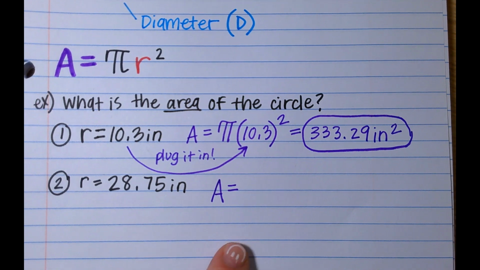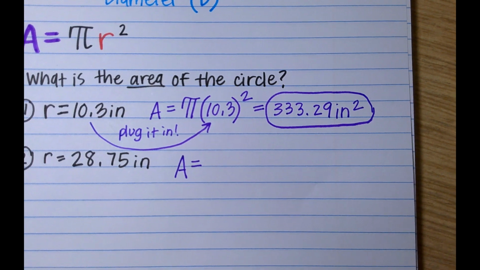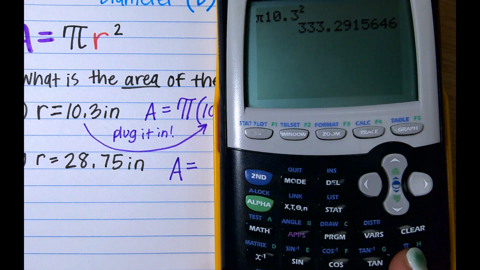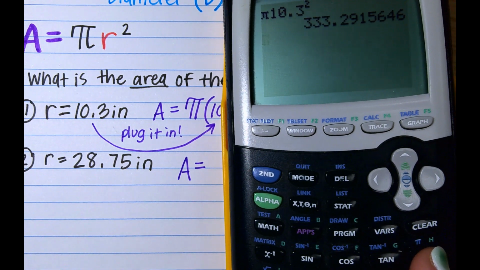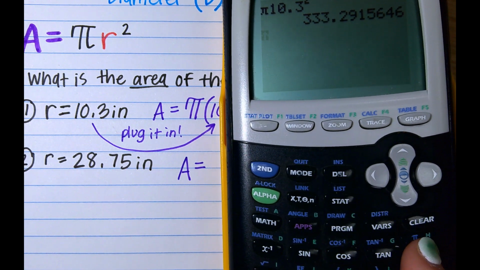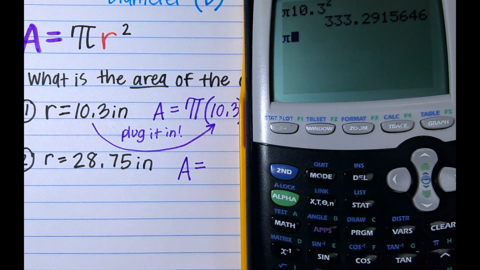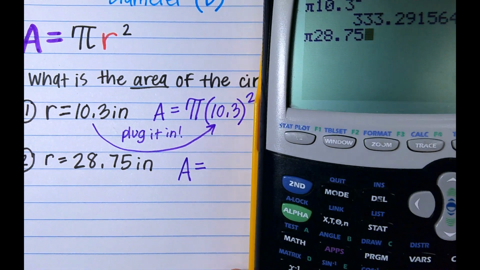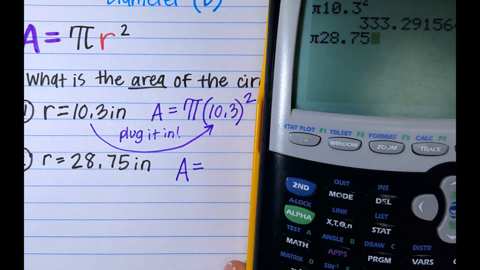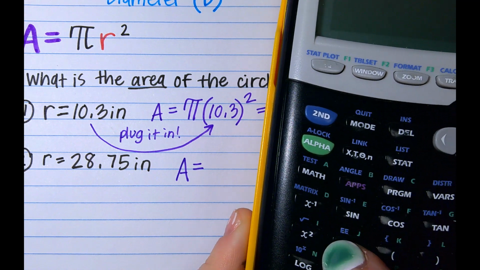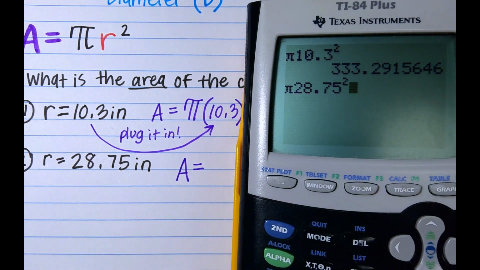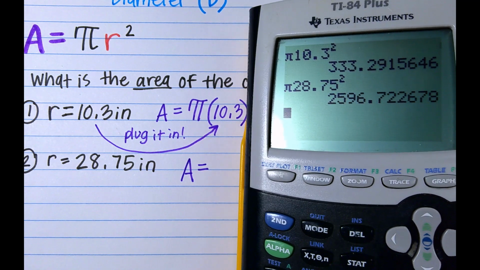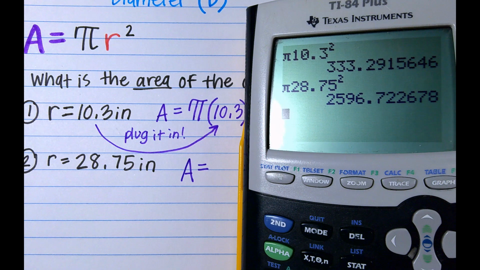Amber, how do I do this? What you're going to do is you're going to push the second button on the calculator. Okay. Got it. And then you're going to hit the arrow where it shows the pi symbol. Perfect. And then type in 28.75. Okay. And then you're going to hit the square button. Perfect. Okay, and square button's right here. Okay, so pi 28.75 squared. Enter. There we go. That's our answer.